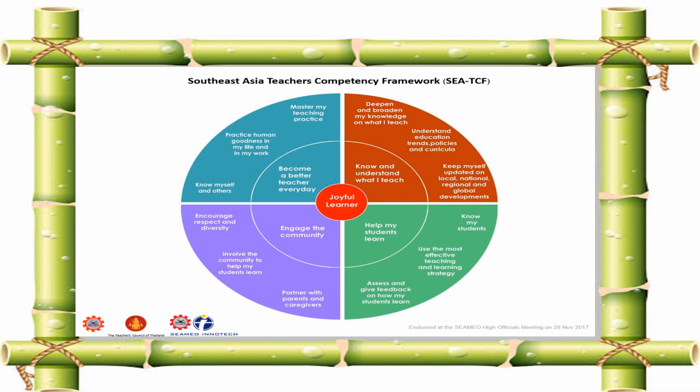Number 2 goal, help my students learn. Under these are: know my students, use the most effective teaching and learning strategy, assist and give feedback on how my students learn. And number 3 goal, engage the community. Under these are: partner with parents and caregivers, involve the community to help my students learn, and encourage respect and diversity.